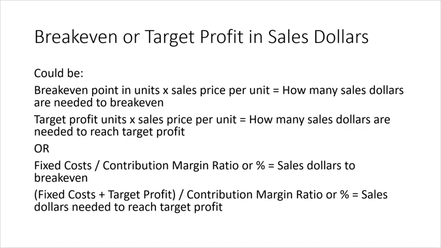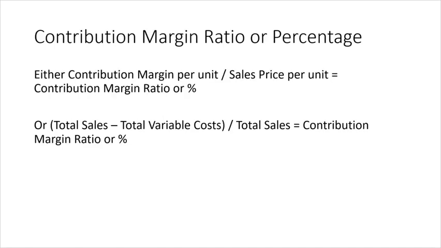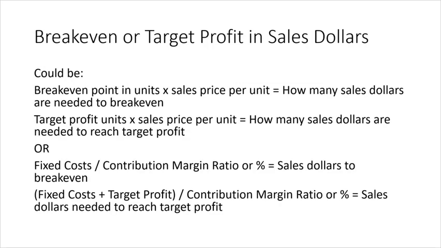So you use the contribution margin ratio, which, as we found out on the earlier slide, can be calculated using totals instead of per unit. All right, so that gives it a little more flexibility to use in certain situations. And you can take the fixed cost plus the target profit, divide by the contribution margin ratio, and it will tell you the sales dollars needed to reach the target profit. So you have several possibilities of how to get to the same result.